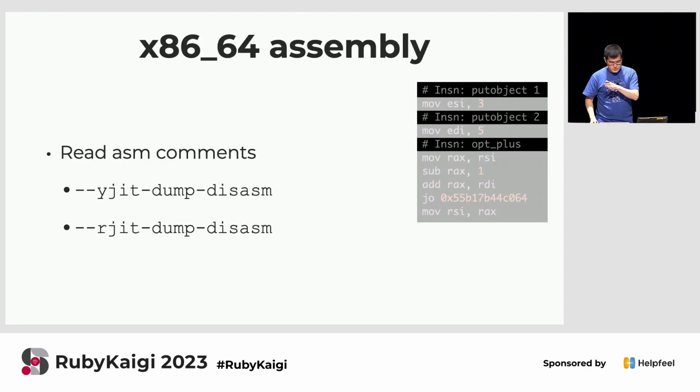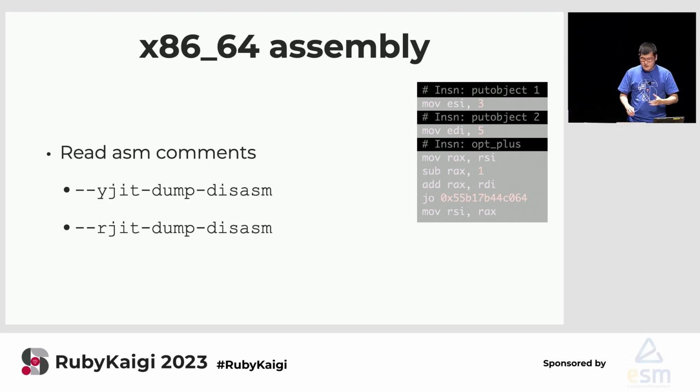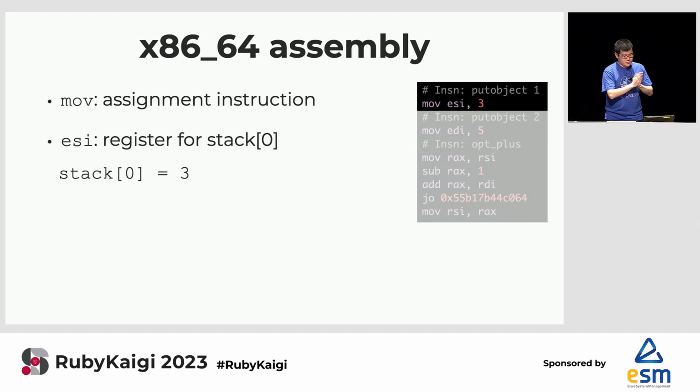And so as I explained, there's a dump disassemble option, which also exists for RJIT. And yeah, as I explained, you can just read the comments. I'm now comfortable reading assembly with some comments. And so the first instruction is the move instruction. So move is just an assignment.